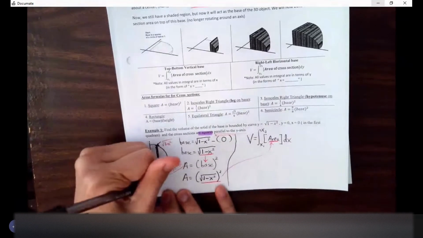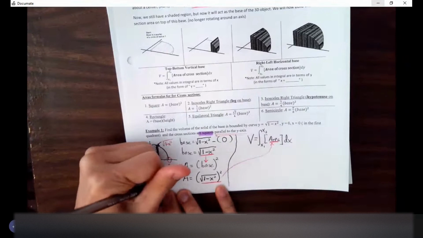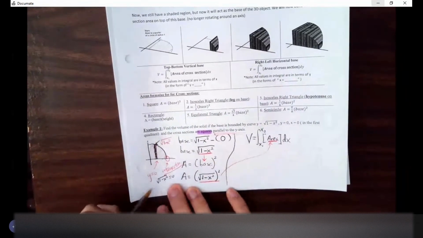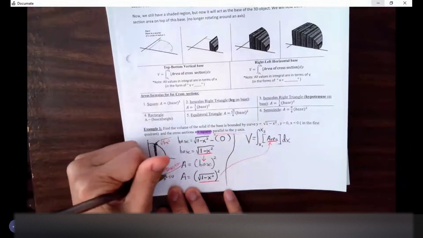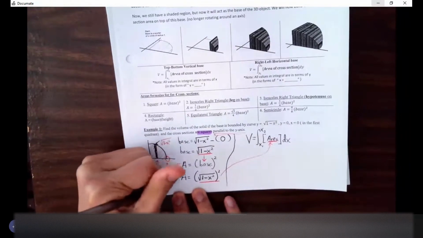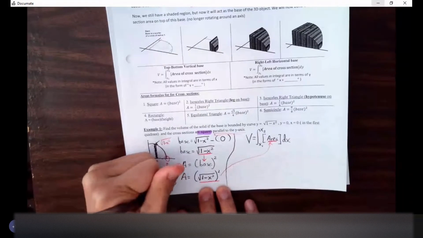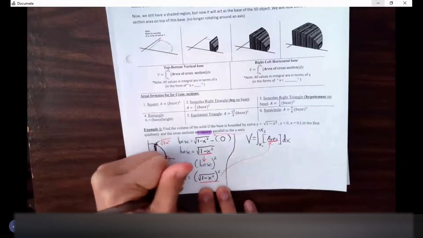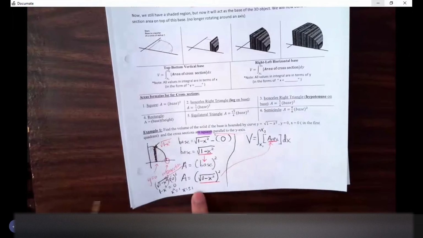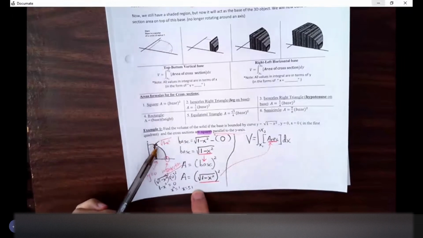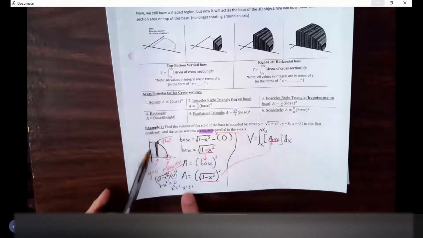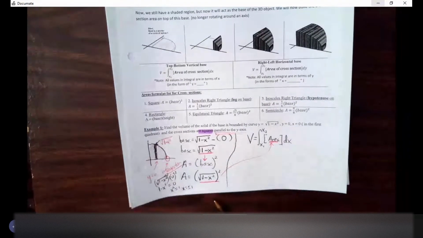So the intersection is just square root of 1 minus x squared is equal to 0. Intersection of the curve with the x-axis. I square both sides. I get 1 minus x squared is equal to 0. Solve for x. X squared equals 1. Take the square root. I get x equals plus or minus 1. Now, the negative 1 is not going to make an impact because that's outside of our shaded region. So we're only going to go from 0 to 1.